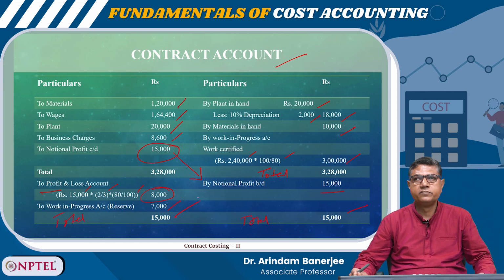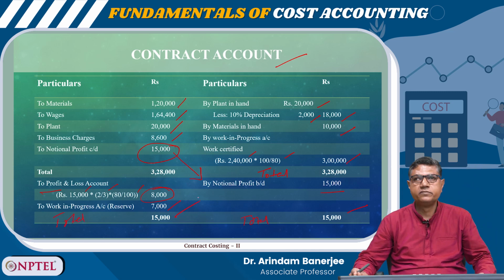So, we will discuss the methods through which the proportion of profit can be taken to the profit and loss account. This is the working note. The estimated profit is computed first as follows: total expenditure up to 31st March 2023 is 1,92,000, add additional expenditure of 18,000, so the total is 2,10,000.